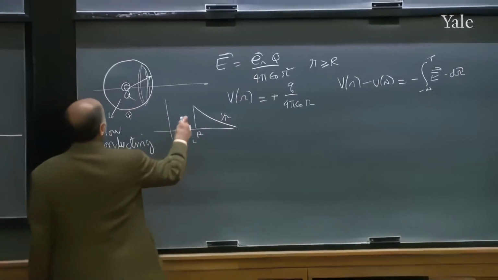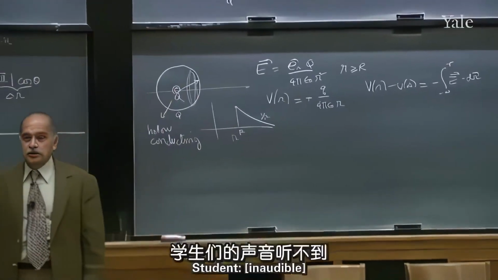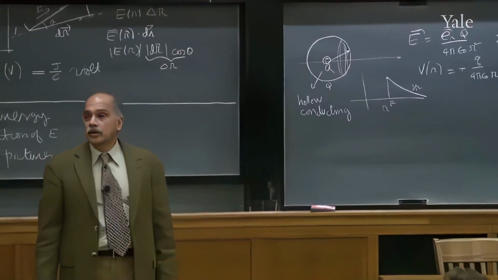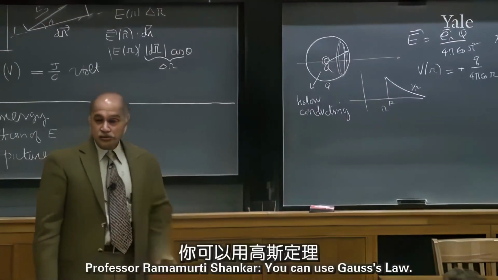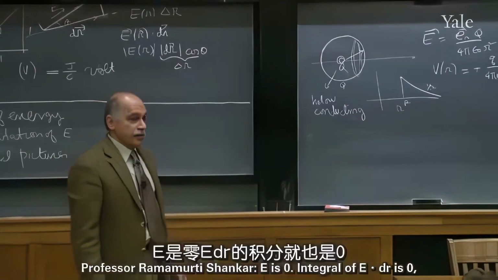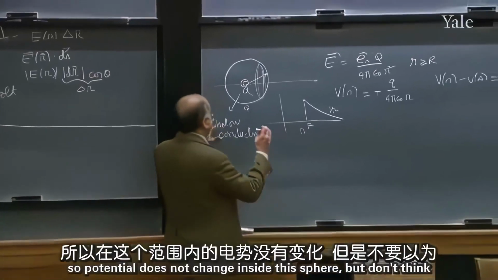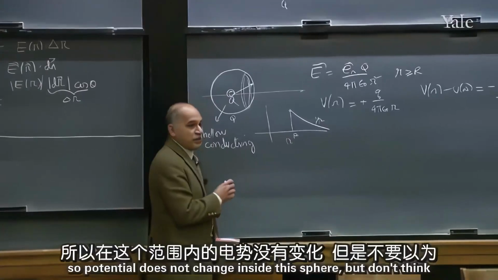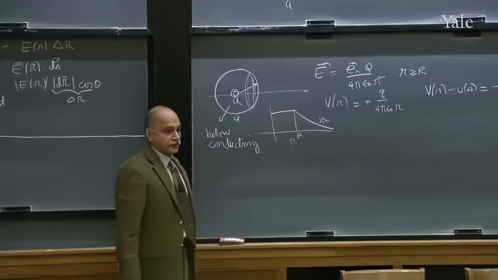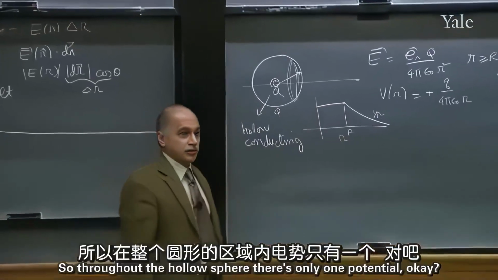Now, what about for r less than R? How do I continue this graph? You can use Gauss's law. If you use Gauss's law inside, what will you get for E? E is 0. The integral of E dot dr is 0. So potential does not change inside the sphere. But don't think potential is 0. It does not change. It's stuck at this value. So throughout the hollow sphere, there's only one potential.